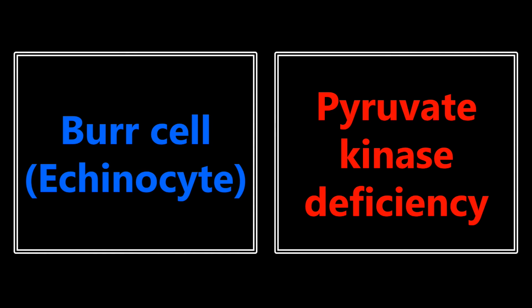If you see this in a question, you want to be thinking about X-linked agammaglobulinemia. Another one is Burr cell, which could also be called an echinocyte, so be sure to know both names because they can use them interchangeably. But if you see that, you want to be thinking about a pyruvate kinase deficiency. I know there are some other conditions where you can see Burr cells, but the one that I've seen most in questions is a pyruvate kinase deficiency.